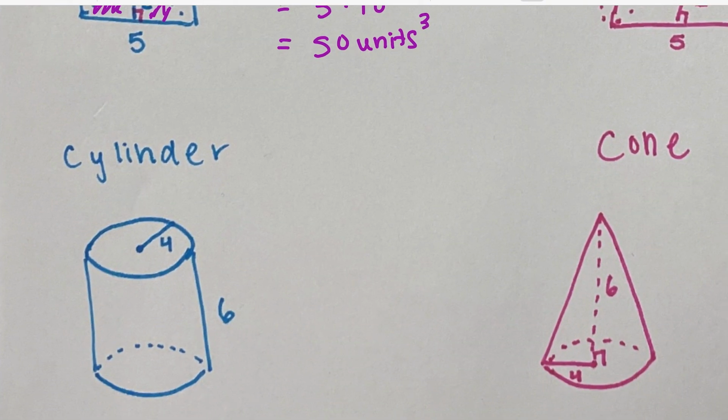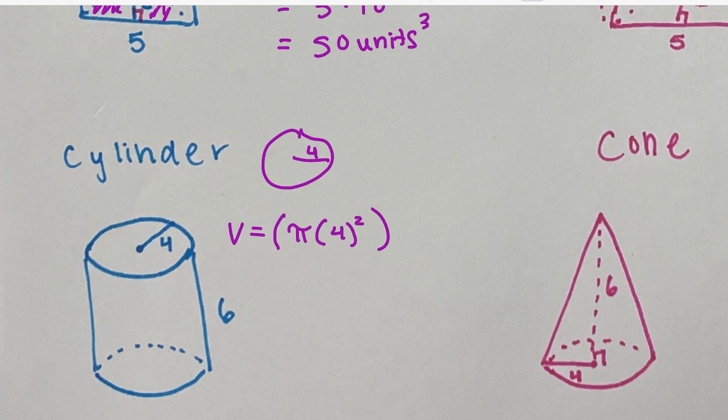Finally, for a cylinder, we're going to do the same thing. The volume is going to be the area of the base, which in this case is a circle with a radius of 4. If you remember from the previous lesson, the area of a circle is pi times the radius squared. Then we multiply the area of that base times the height, which is 6. Again, just notating here, this is the area of the circular base.